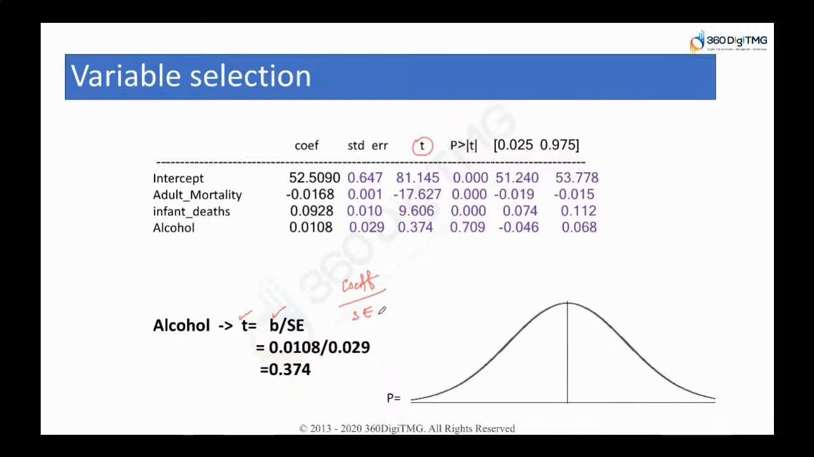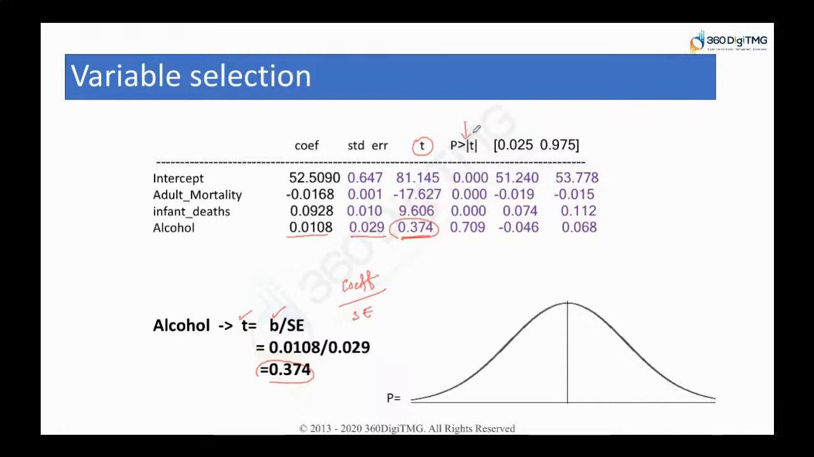So what is happening here? I have divided my 0.0108 by 0.029. So what did I get here? 0.374, which is nothing but my t value. Right? It is nothing but my t value. So based on this t value, we will get the p value here.